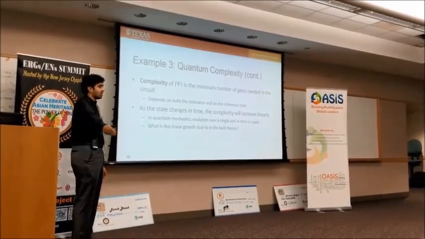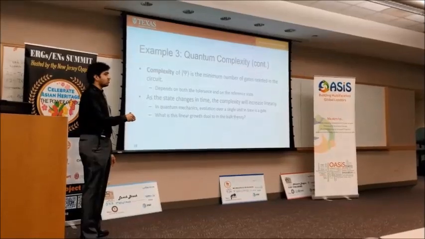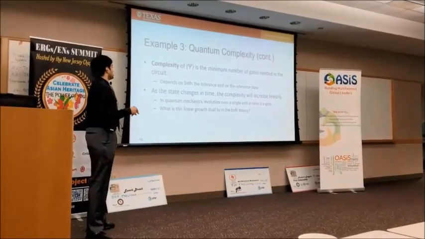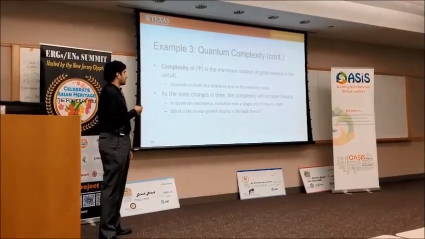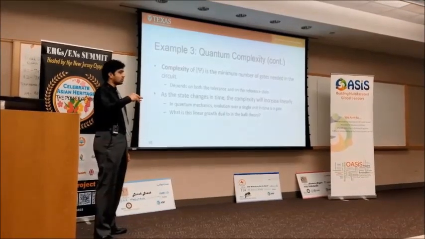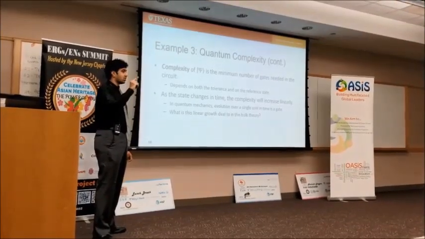As you evolve the state through time, the complexity should increase linearly. The reason for that is because in quantum mechanics, it's a known fact that evolution over a single time unit will just consist of one gate.